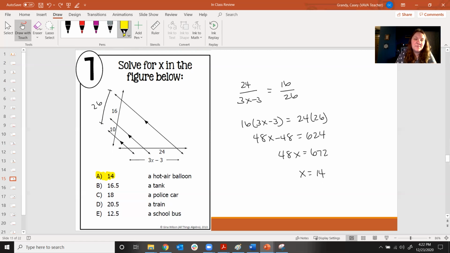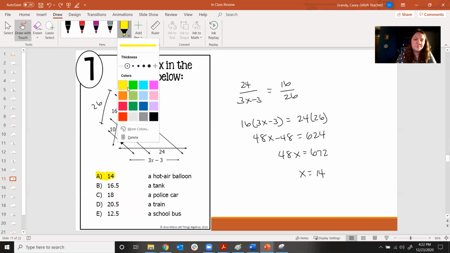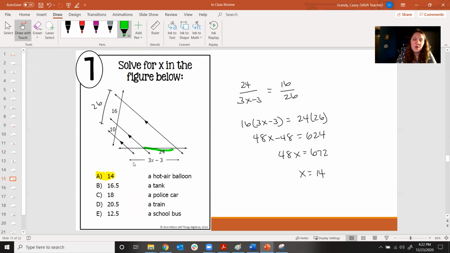So a slightly different method that I used here was I said that the 24 will correspond to the whole side and the 16 will correspond to the whole side. This works also.